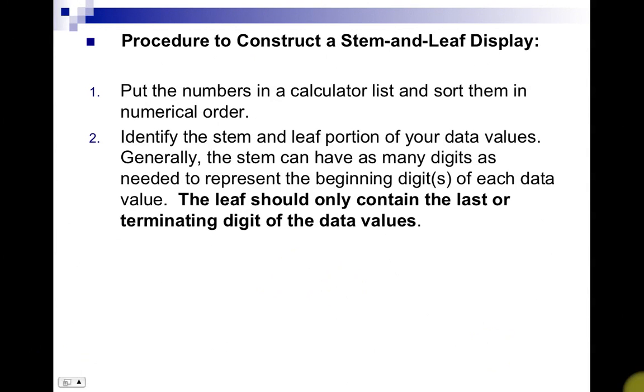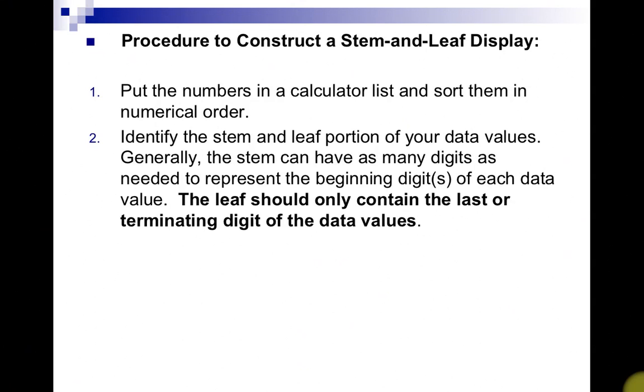Okay, so now that the data is sorted in numerical order, you're going to identify what should be the stem in your stem and leaf display. The stem and leaf portion of the data values. Generally, the stem can have as many digits as needed to represent the beginning digits of each data value. The leaf should only contain the last or terminating digit of the data values.